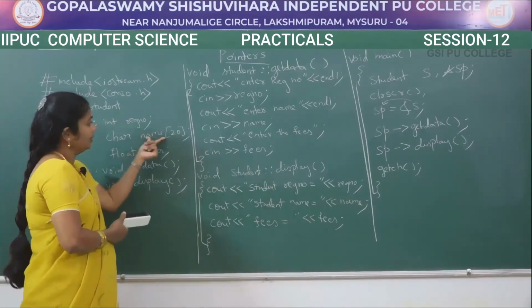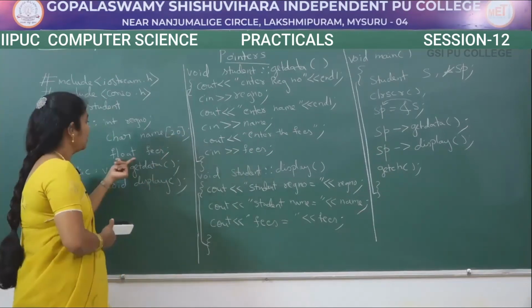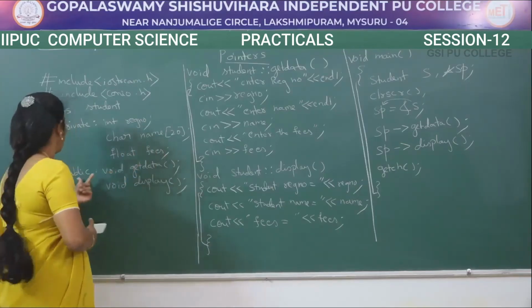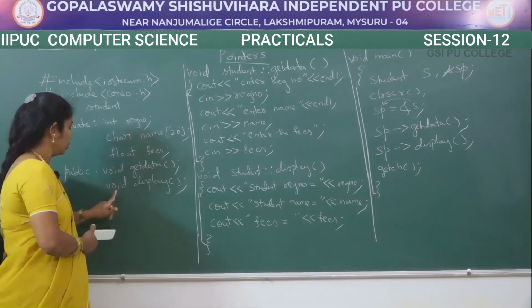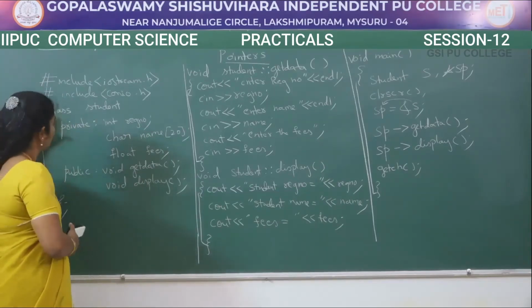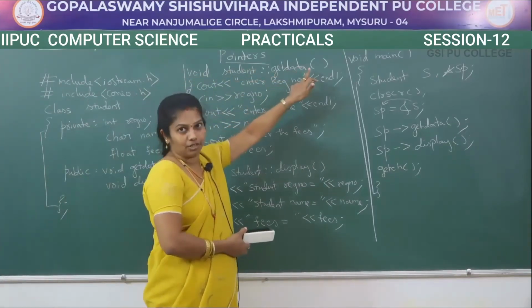Then char name inside the bracket 20, maximum 20 characters we can take here. Then one more variable is float, that is fees. Now in the public section declare the functions: void get data function, void display function, then close the class. Here, void student get data function.